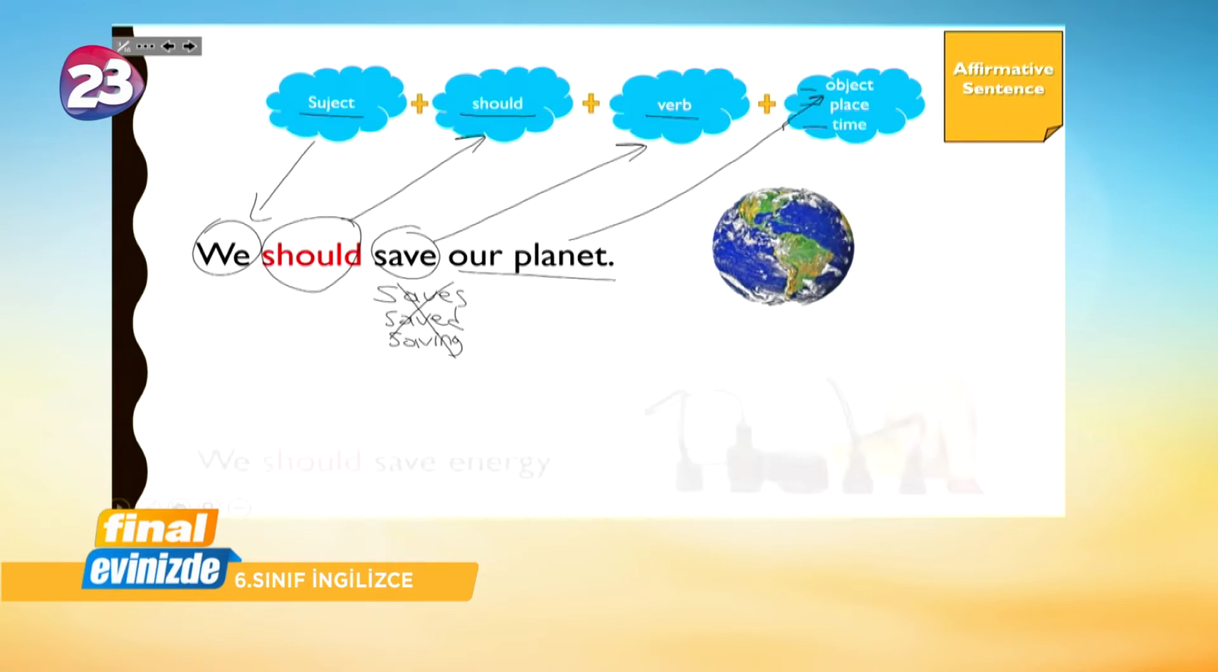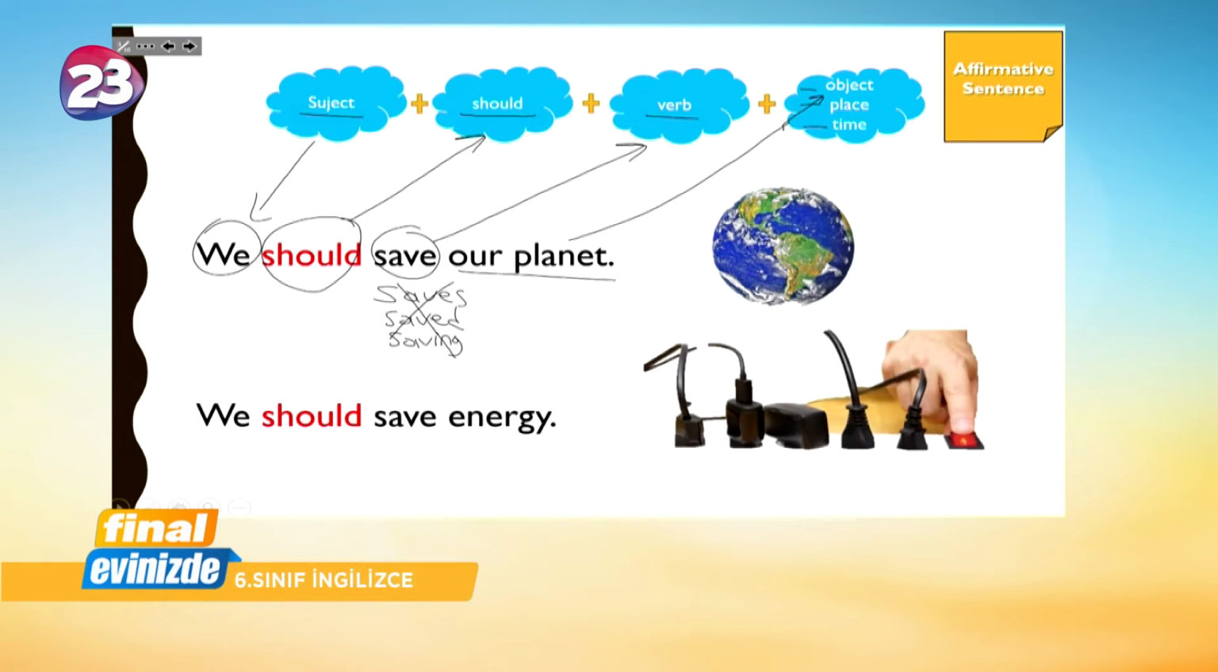We are going to use the base form of the verb. Okay, another example. We should save energy, okay? We shouldn't waste energy. Therefore, we used save. Okay, what about structure? Again, we used subject, then we use should, and we use verb, and rest of the sentence, it is object.